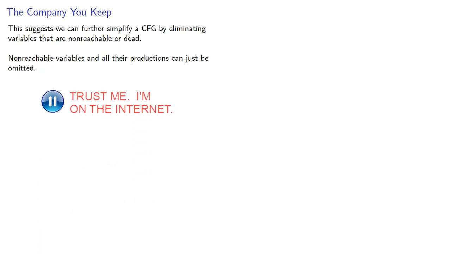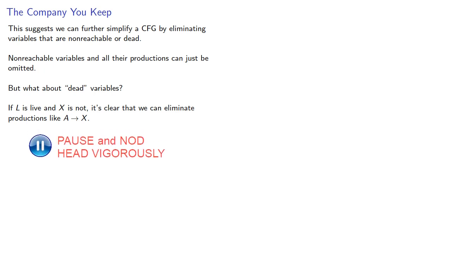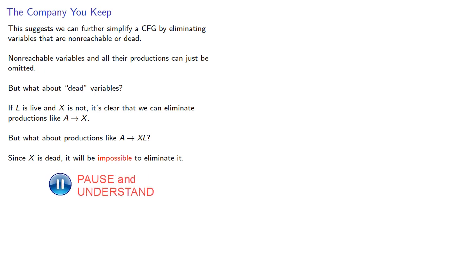This suggests we can further simplify a context-free grammar by eliminating variables that are non-reachable or dead. Non-reachable variables and all their productions can just be omitted. But what about dead variables? If L is live and X is not, it's clear we can eliminate productions like A produces X. But what about productions like A produces XL? Since X is dead, it will be impossible to eliminate it. So any string containing X will never be accepted.